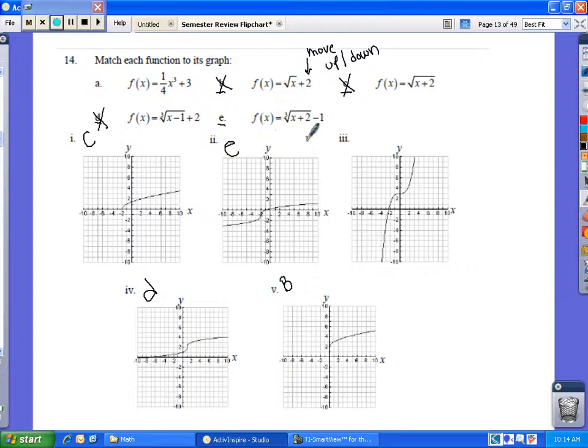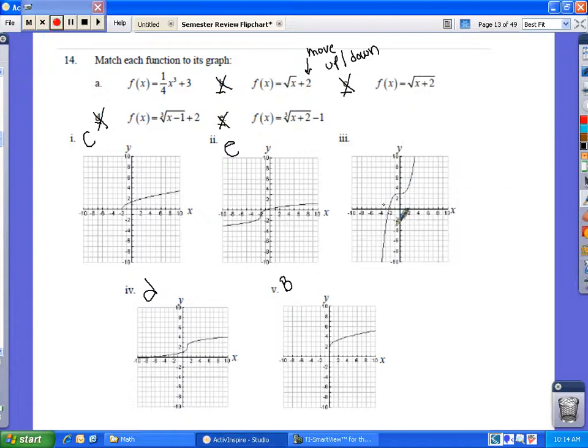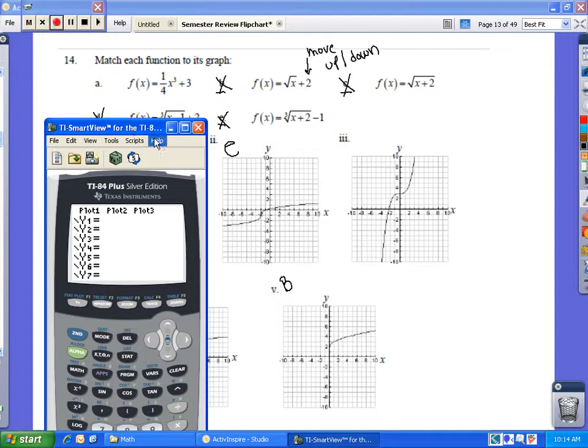Now again, you could verify all of these by plugging them in your calculator and seeing the behavior. And I'll just go ahead and demonstrate one of them. The last one, we know that A and 3 are going to go together. But let's just go ahead and see what it's going to look like when we graph it.